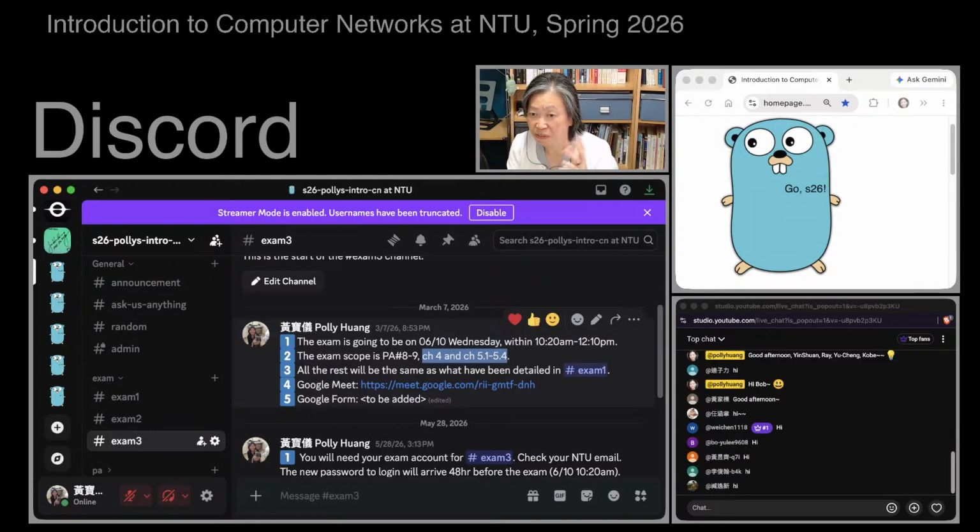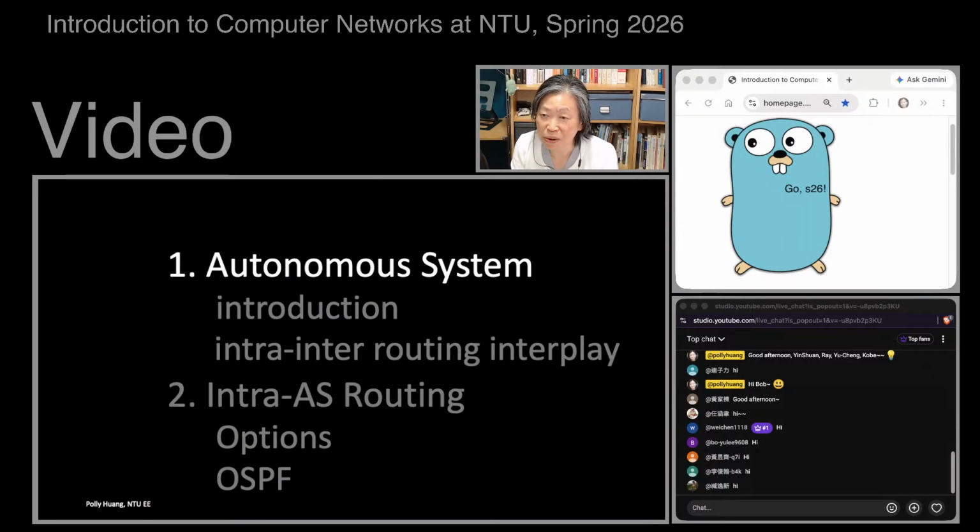So the first video today is to talk more about these autonomous systems, and we'll talk about intra-AS routing, and we'll also introduce inter-AS routing. And you will see also how intra-AS routing and inter-AS routing interplay.